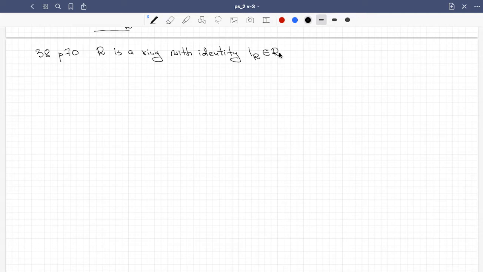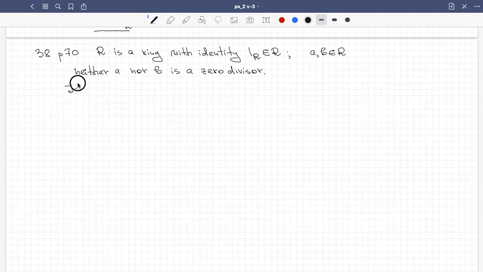A and B are two elements in R. Neither A nor B is a zero divisor. Now I need to prove the following statement.